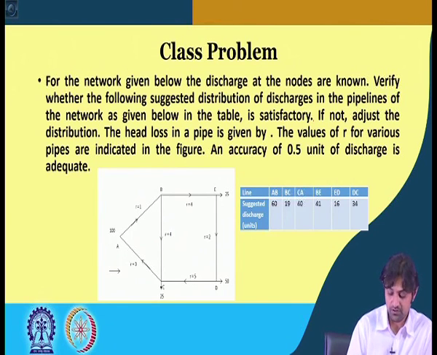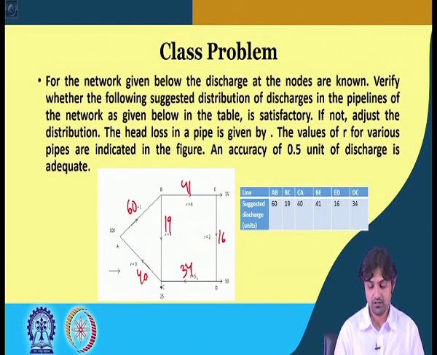So we have to check these values. We have been given that AB is 60, BC is 19, CA is 40, BE is 41, ED is 16 and DC is 34. We simply have to check that if this satisfies, all right.